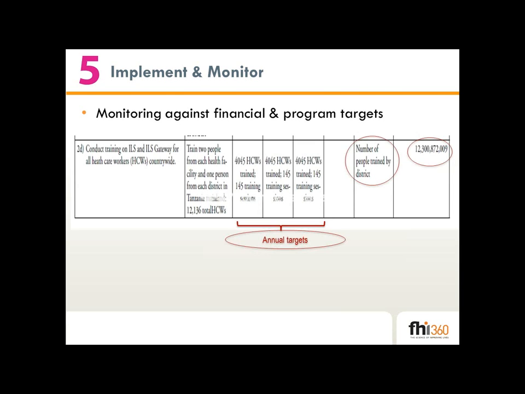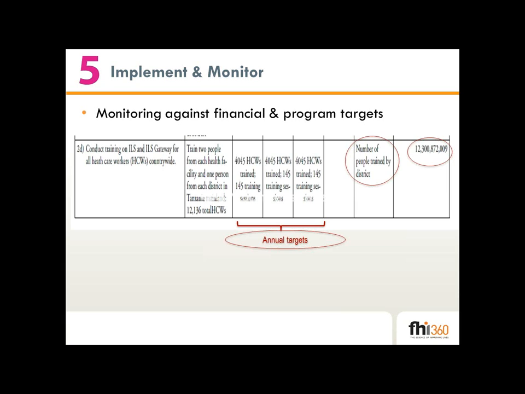Here's another example of a scale-up activity from the Tanzania Costed Implementation Plan, with annual program targets as well as financial targets for resource mobilization indicated. Every quarter, program and financial expenditure data is collected against this indicator, number of people trained by district, to assess progress against the specified targets.